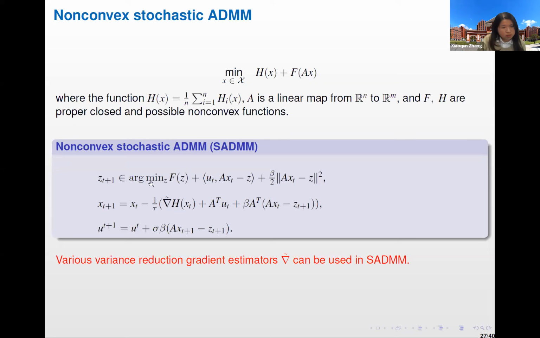First of all, we do this minimization with respect to Z, so we have this augmented Lagrangian term. And for the X problem, we actually do a gradient descent step, so that we can replace the full gradient by a stochastic gradient. And then we have this dual update, okay? The whole point is to consider different types of gradient estimators for this SADMM.